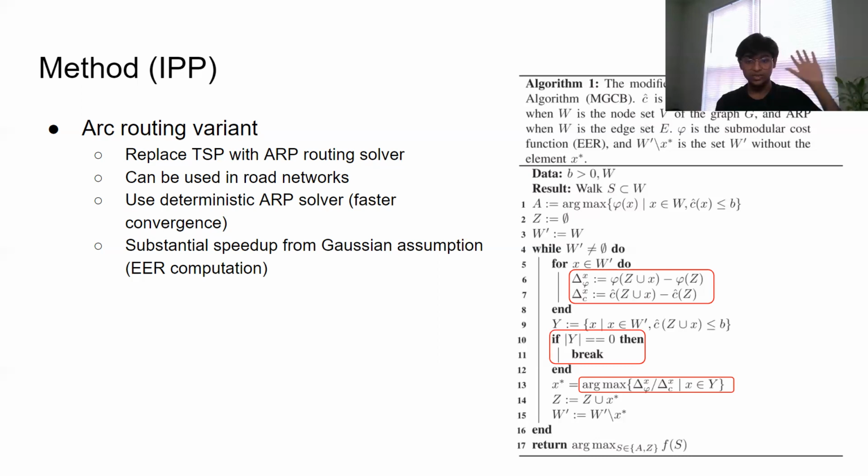And by the way, the GCB algorithm itself, the vanilla version, was developed by someone else. We just improved it. We generalized the algorithm to arc routing and improved the computational efficiency of the algorithm. I mentioned this because I forgot to add the reference for the algorithm.